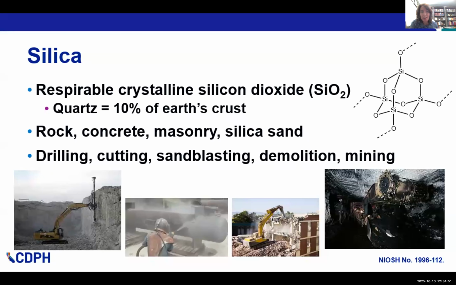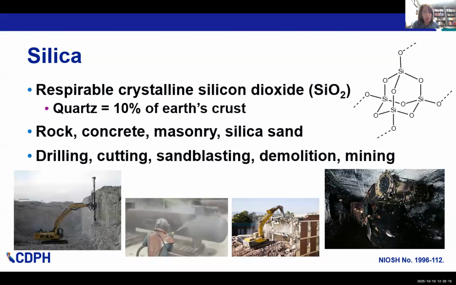Silica, also called silicon dioxide, is a well-known occupational respiratory hazard that continues to cause disease today. The hazard comes from respirable-sized crystalline silica, of which quartz is the most common form. Silica is found in rock and concrete and masonry and silica sand. So workers can be exposed anytime they disrupt a solid silica-containing material.